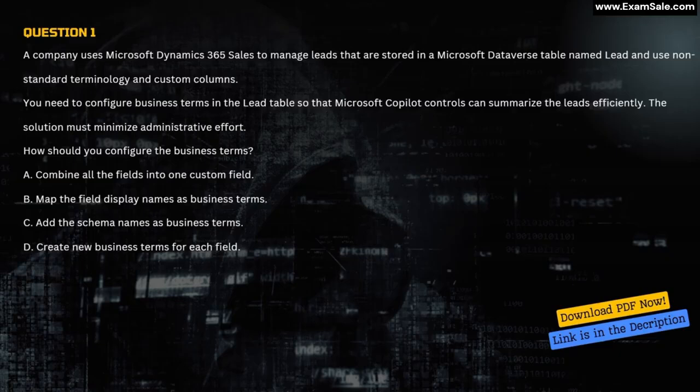A. Combine all the fields into one custom field. B. Map the field display names as business terms. C. Add the schema names as business terms. D. Create new business terms for each field. Correct answer: B. Map the field display names as business terms.